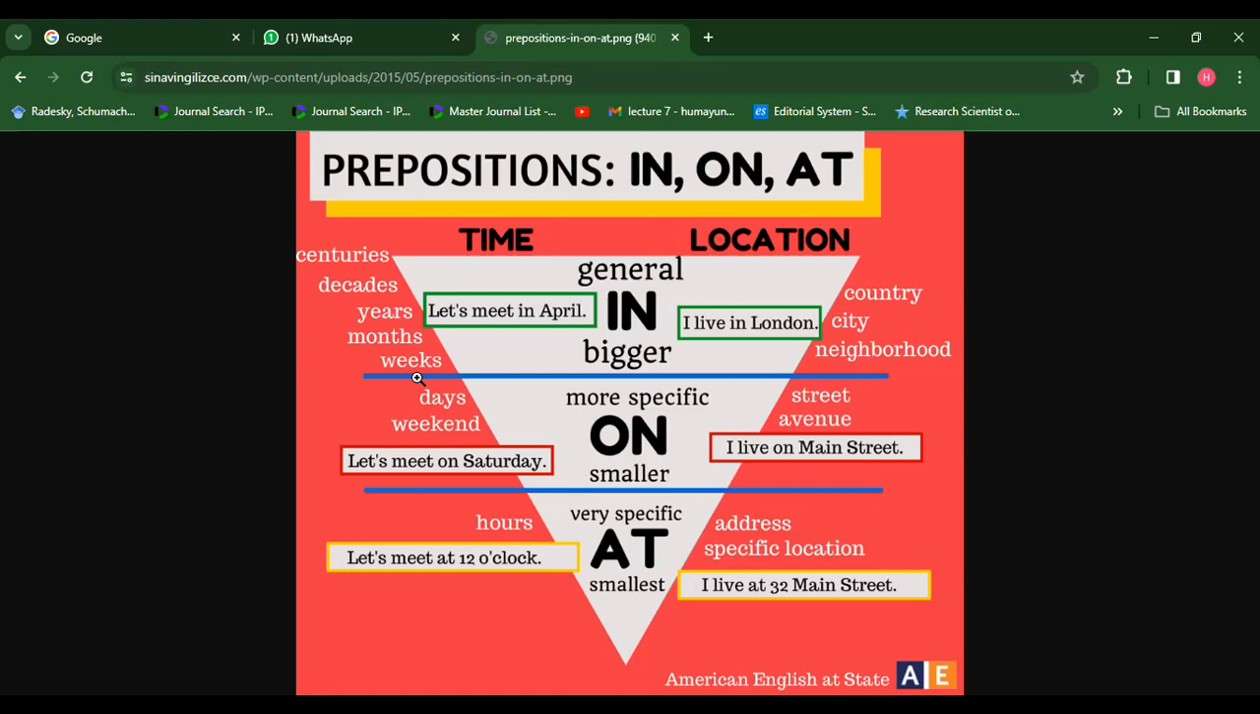এইভাবে আমরা কিন্তু টাইমের ক্ষেত্রে যখন টাইম স্প্যানটা অনেক বড় হয় তখন ইন ব্যবহার করি। লোকেশনের ক্ষেত্রেও কিন্তু সেম। If we are talking about a location which is very big in size, we usually use in. Name of a country, name of a place.